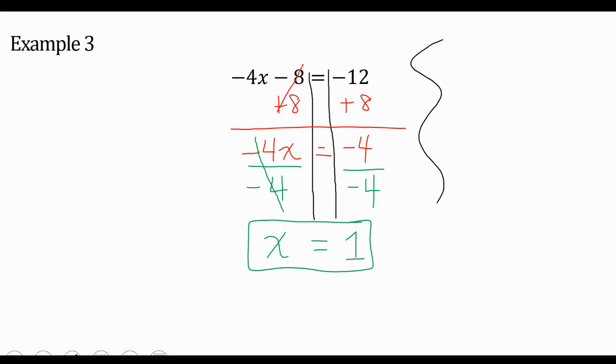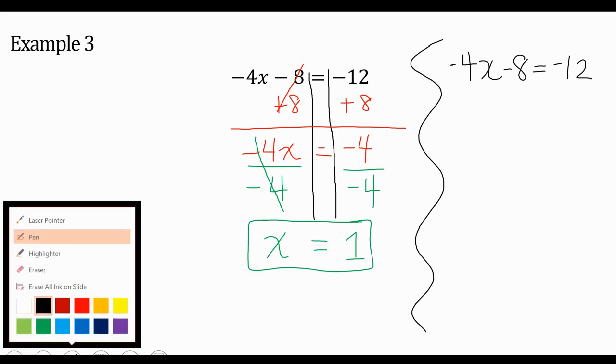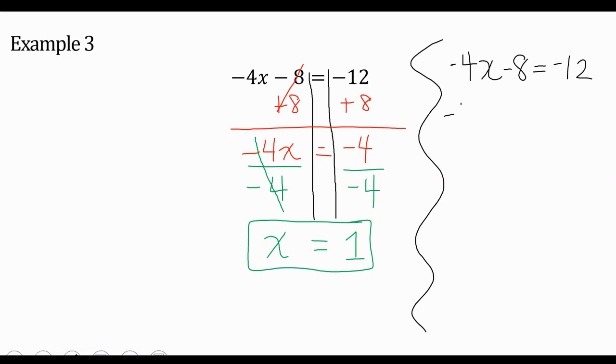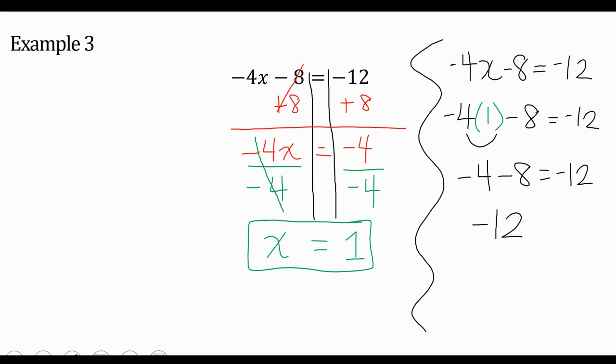Let's go ahead and check that real quick just to make sure that we got the right answer. -4x minus 8 equals -12. I'm going to plug in that 1 wherever we see an x. So we have -4 times 1 minus 8 equals -12. -4 times 1, anything times 1 is just itself. So we get -4. Bring anything else you didn't use, bring that down, and we get -12 equals -12. So we know we're right.